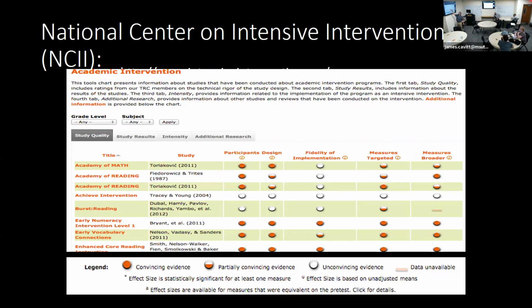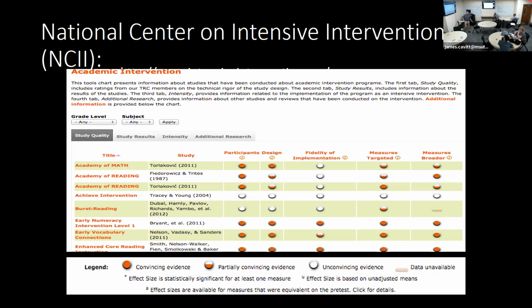So this provides a visual representation, like Academy of Math. This research study said for participants, design was good. Fidelity of the implementation was poor. They didn't put it in the way it was written. It sort of measured the target and sort of measured the broader piece. And you click on those and it'll tell you what those things mean. There are little eyes that tell you what that means. You look down at the bottom, enhanced core reading program, this research study found it to be outstanding. So here's a lot of convincing, partially convincing, unconvincing, data unavailable.